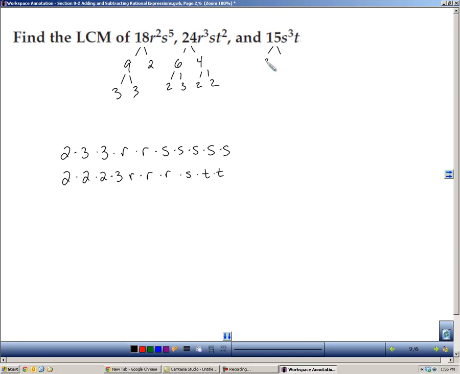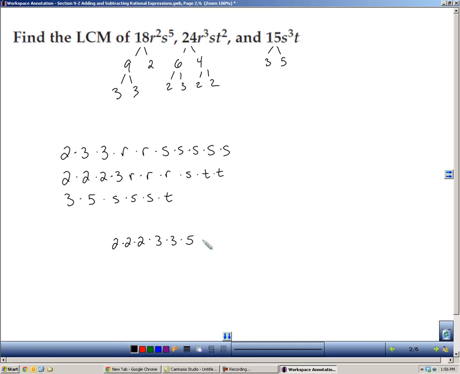And then the 15, 3 times 5. So we break this one up also. Now, to find the least common multiple, we want to take every factor the maximum number of times that it appears. There's 1 2, 3 2's, and no 2's, so we're going to take 3 of them. There's 2 3's, 1 3, and no 3, so we'll take 2 of the 3's. There's a single 5 here, so we'll take that.